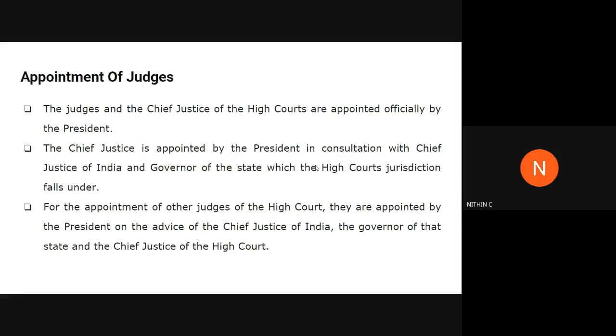Does anyone know? Kerala. Yes, they will have their jurisdiction in Kerala.